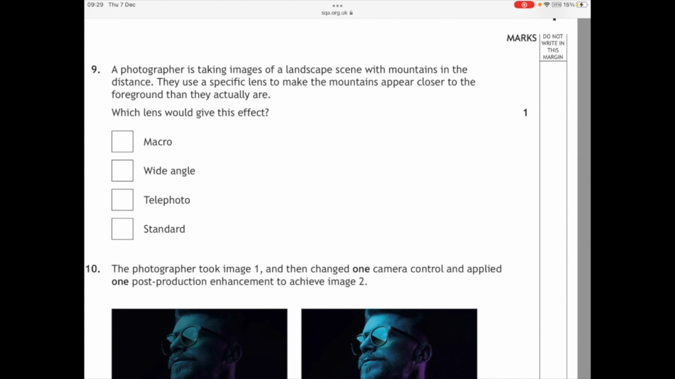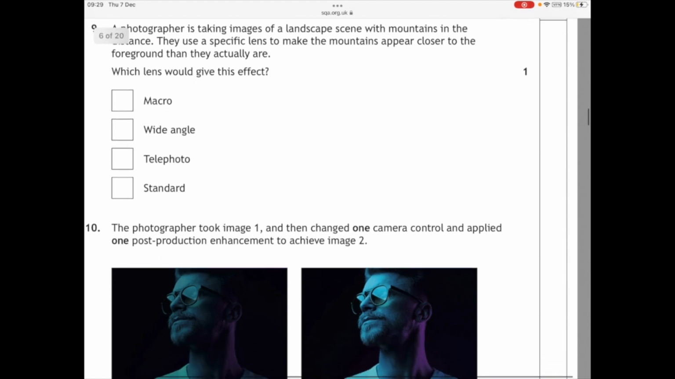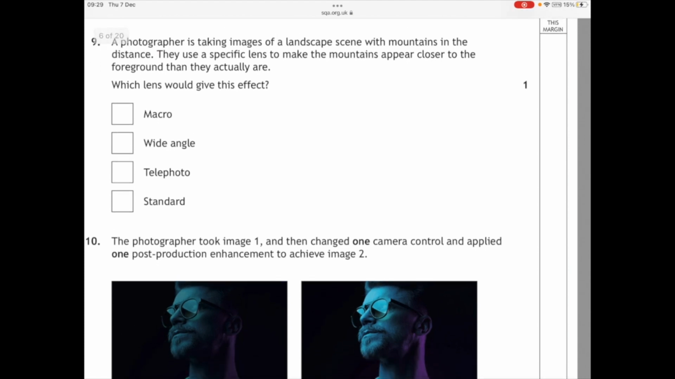A telephoto lens, normally you're talking about a 200mm or 300mm lens, where you can zoom in to that focal length. And then a standard lens is your 18 to 55mm lens, which you get with your camera. You can zoom in on them, but you're not going to bring the mountains of a landscape scene that much closer at 55mm. But yeah, that's the answer to that one.